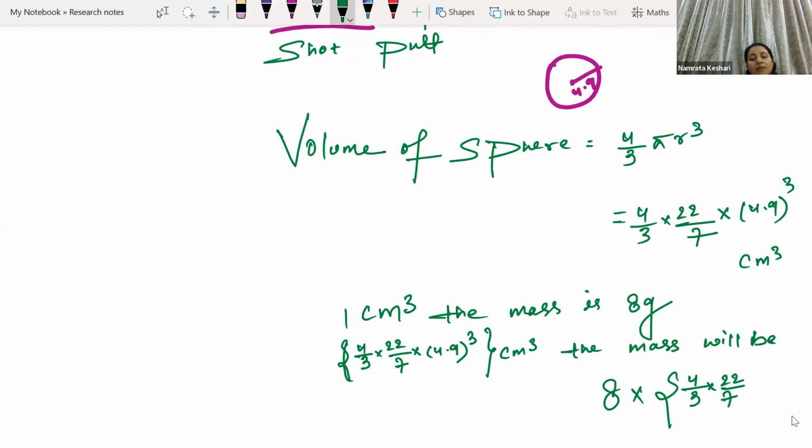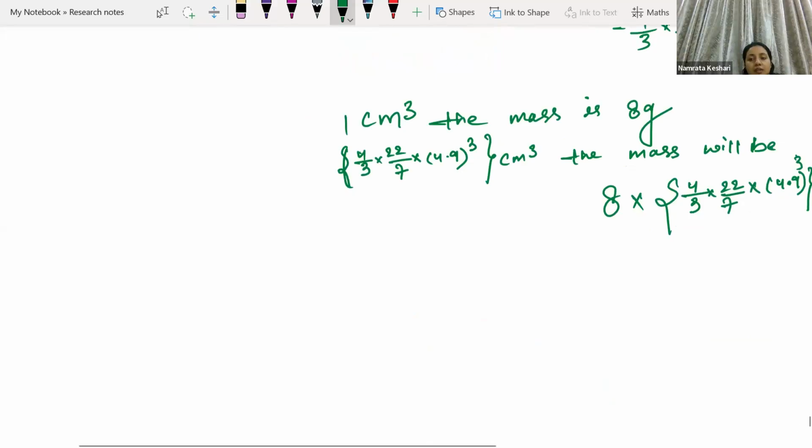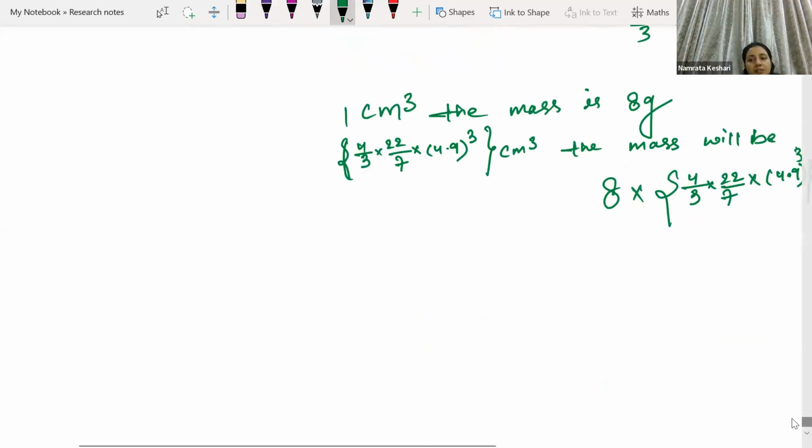Now we have to open the bracket. We are bound to do the calculation because this is what we have to find. So the calculation part I am leaving for you. In decimal you will be getting the answer. Can I leave it? This much gram will be the answer.